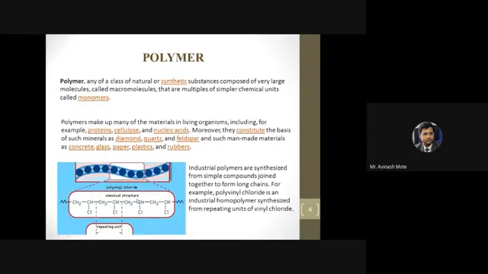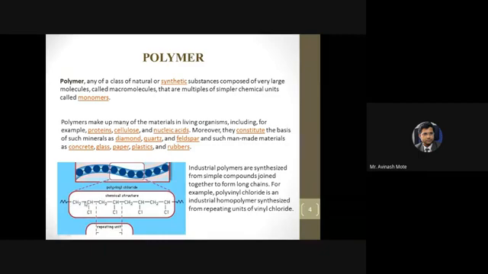This is a PVC polymer, right? If you see the chain, there are some repeating units. Check the repeating unit. What is the repeating unit? CH2CHCl, that is called vinyl chloride.